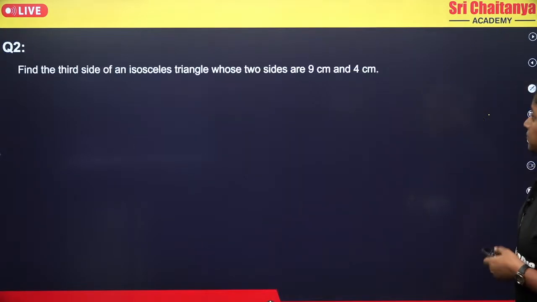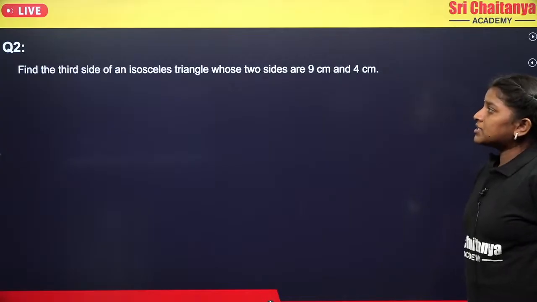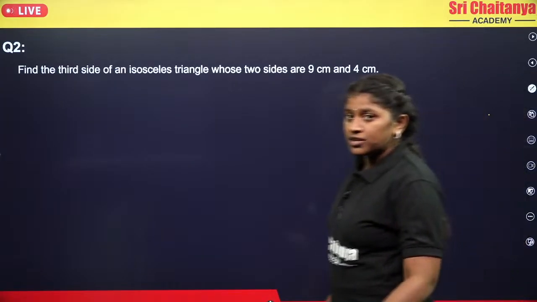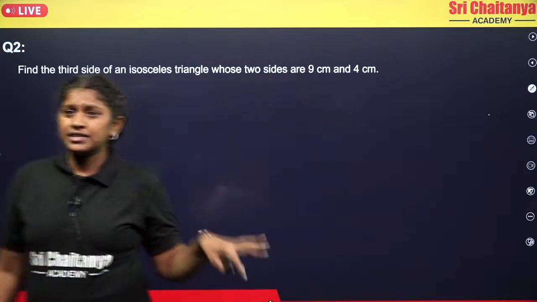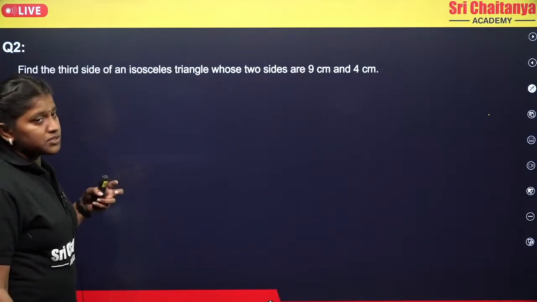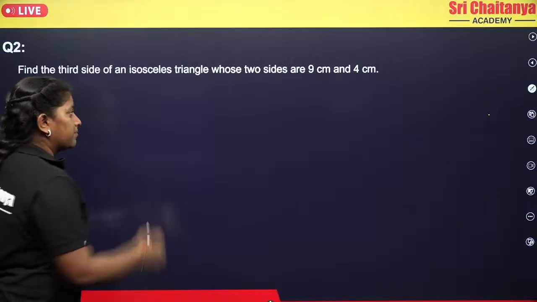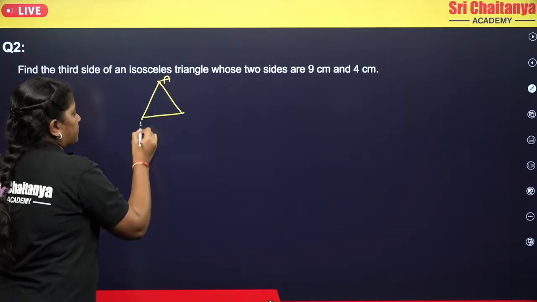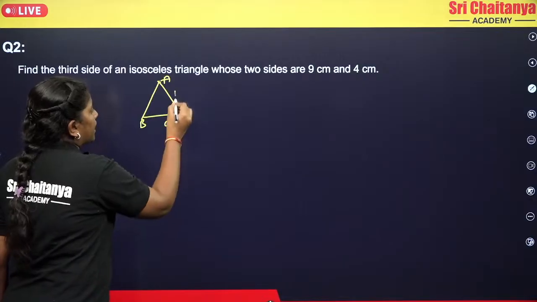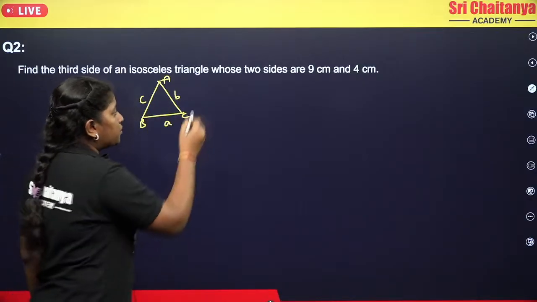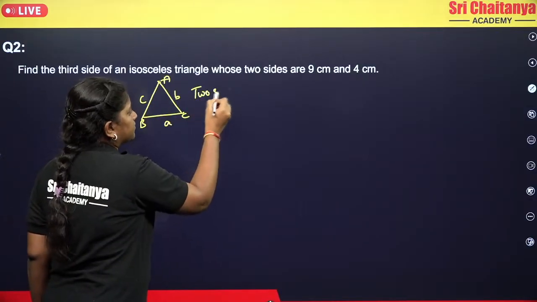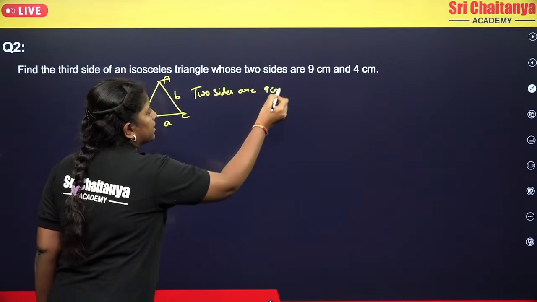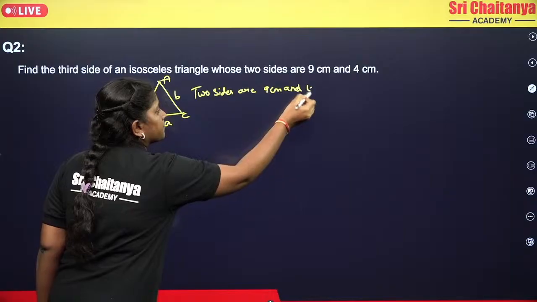Let's solve the next one. Find the third side of an isosceles triangle whose two sides are 9 centimeters and 4 centimeters. Now if you observe here clearly, the given triangle is the isosceles triangle. Isosceles triangle means we know that two of the sides are equal. Now I am having my triangle ABC with the side lengths of A, B and C. Now they gave the two sides, so two sides are of 9 centimeters and 4 centimeters.